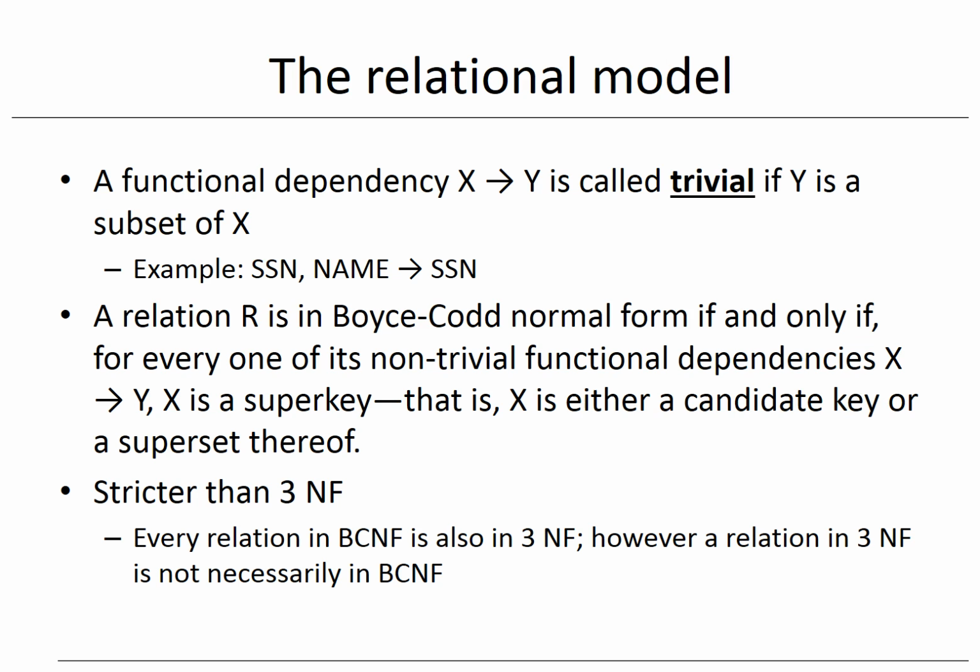A relation R is in Boyce-Codd normal form if and only if, for every one of its non-trivial functional dependencies X to Y, X is a superkey. That is, X is either a candidate key or a superset thereof. It can be shown that the Boyce-Codd normal form is stricter than the third normal form. Hence, every relation in Boyce-Codd normal form is also in third normal form. However, a relation in third normal form is not necessarily in Boyce-Codd normal form.